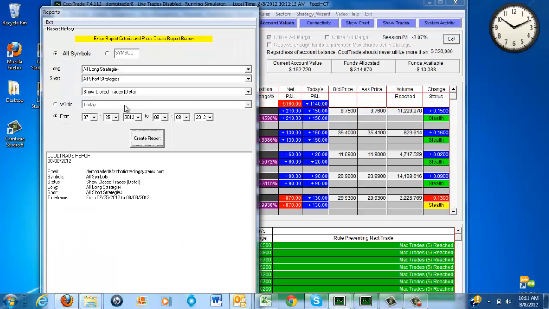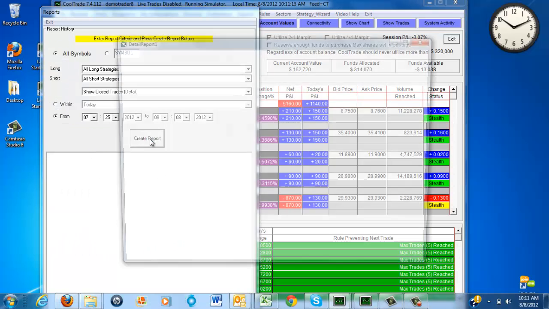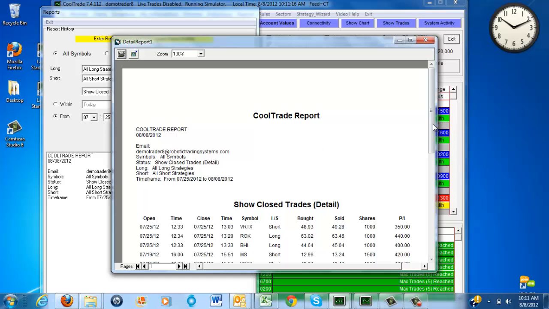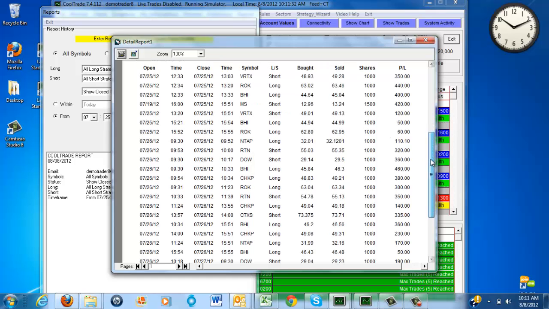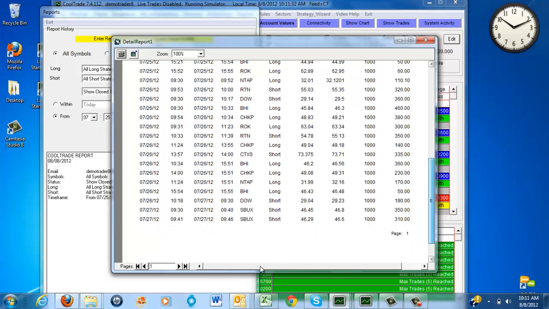So here, if I look at a report from 7/25 to today, you can see on 7/25 it opened the first position here and then closed the first position here. It was Vertex, short, the buy and sells reversed, and it ended up making 350 bucks. These are all the trades that it has done since 7/25.